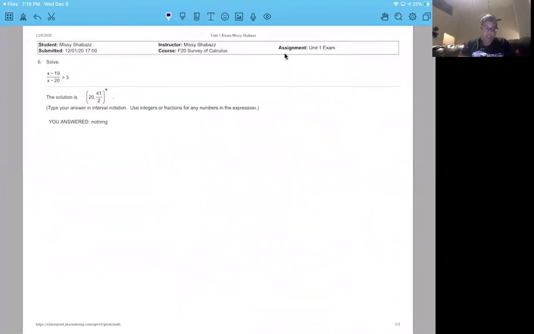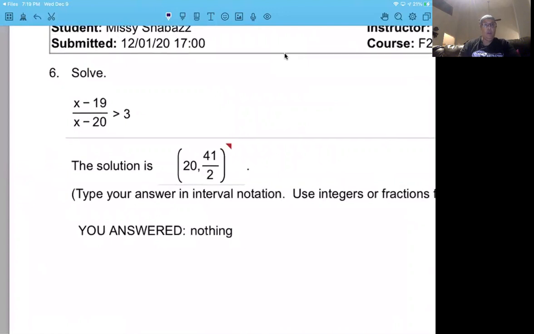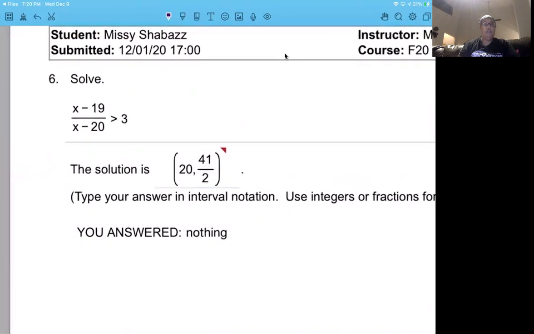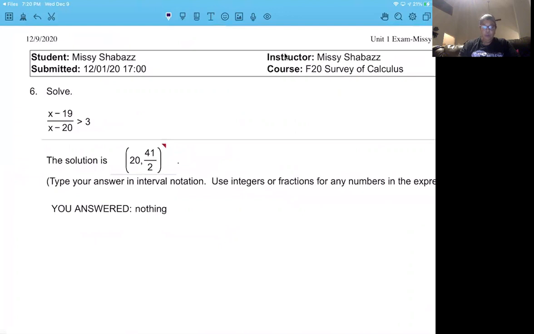All right, the next question is solve this inequality. (x - 19)/(x - 20) is greater than 3. Now, usually the natural instinct people want to do is cross multiply, but what happens is we lose where it's undefined. So what you want to do is have one side equal 0. We're going to subtract 3 from both sides: (x - 19)/(x - 20) - 3 is greater than 0.